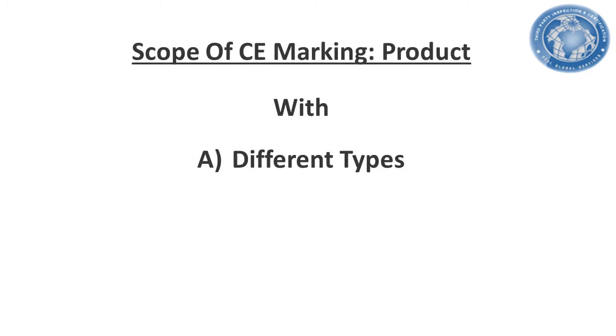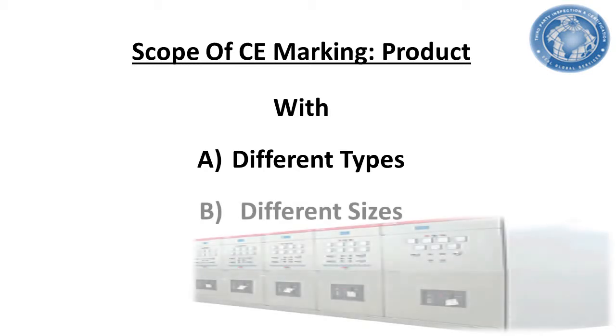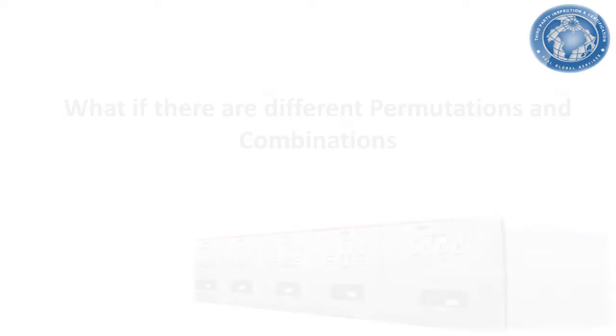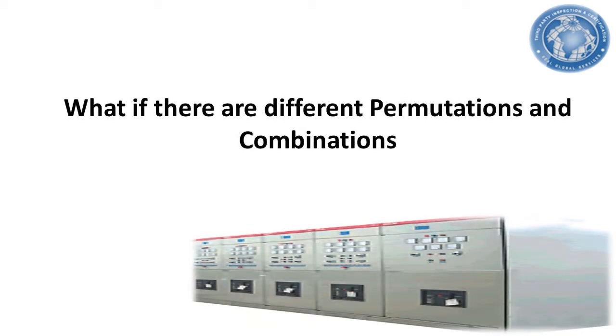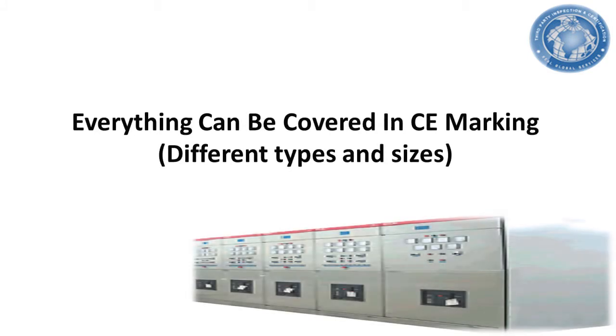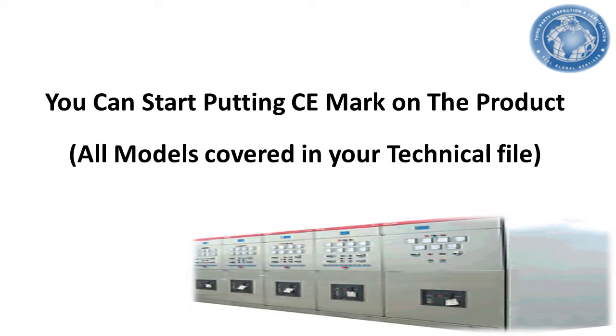The products under scope of CE certification can have different types. Your product under the scope of CE certification can have different sizes as well. Sometimes, because of the permutation and combination, you can satisfy different requirements of different customers. Sometimes your product can be a part of a system. Everything can be covered in CE marking process and finally in your declaration and CE certificate as applicable. Finally, you can start putting CE mark on your product.